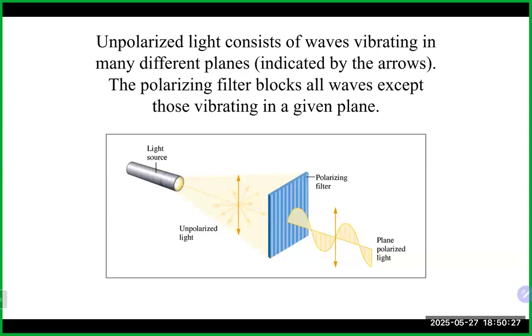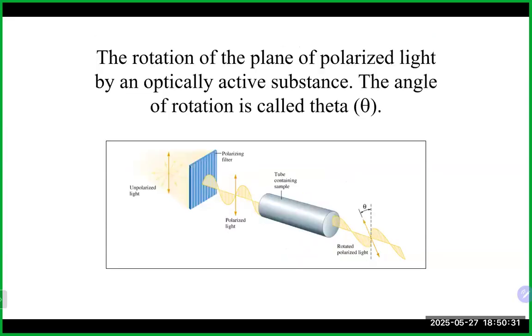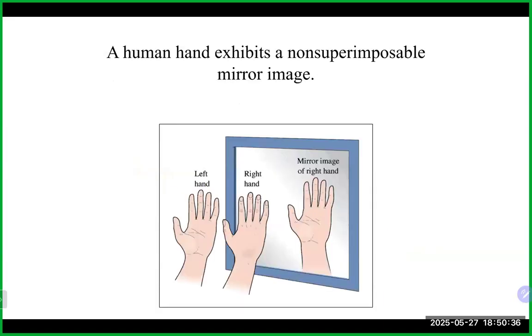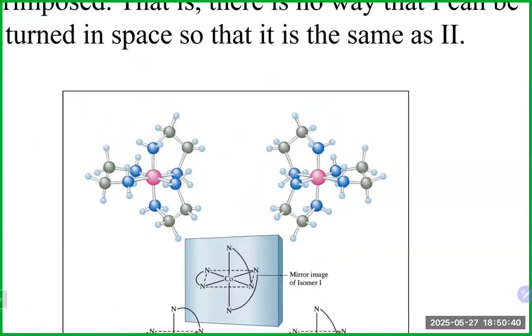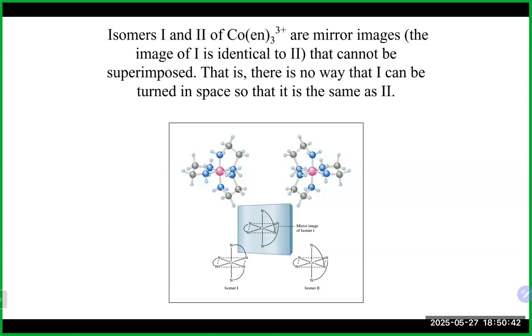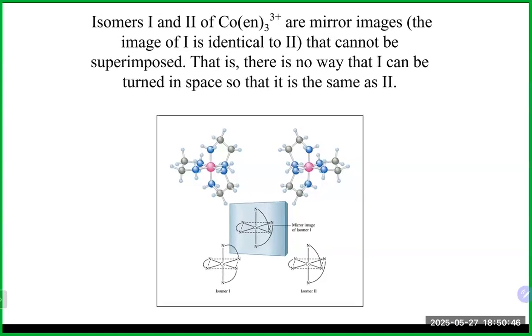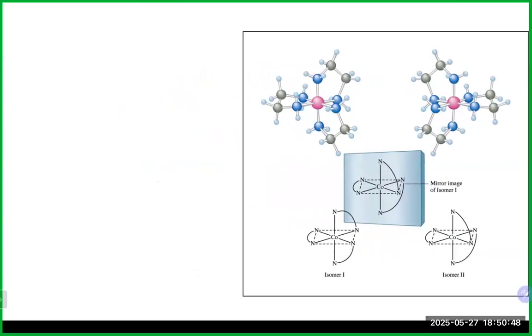The isomers are known as enantiomers. Again, plane polarized light: you can measure the angle of deflection as it goes through there. And there's your hands, sort of mirror images. So if we take a look at this here, we have isomer 1 and isomer 2, and they're mirror images that cannot superimpose. There's no way that 1 can be turned to become 2.